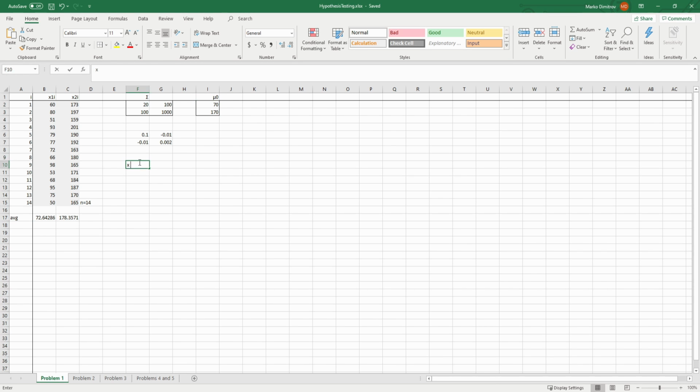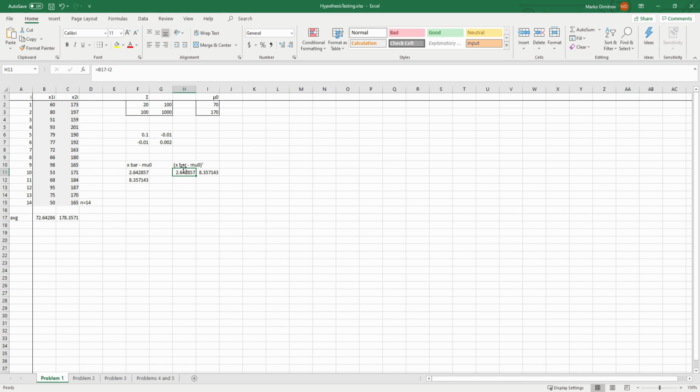We can also write x bar minus mu 0. So this is first one minus the first one, and second one minus second one. So we have our vector. We also need this vector, but transposed, in order to obtain our statistic. So this one, you can always transpose it. You do not need to click right. So this is our x bar minus mu 0 transposed.